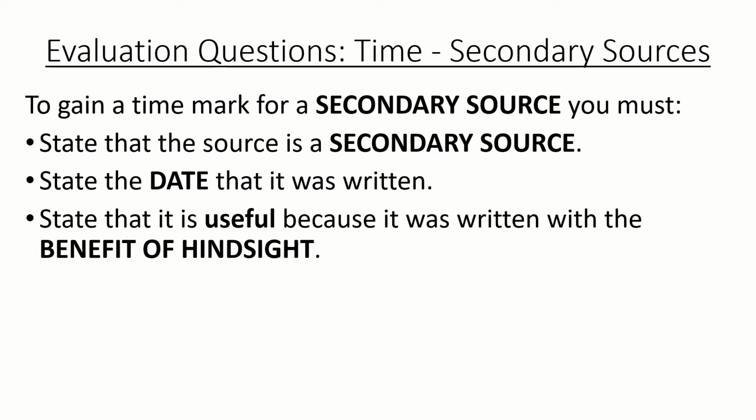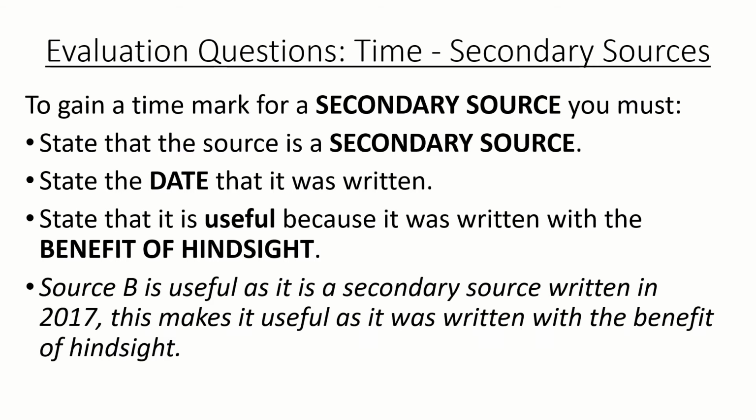So obviously, when we're working as historians, if you're a long time after the events, then you can look back with hindsight, you can make an overall judgment about them. So you would get a mark that way by saying source B is useful as a secondary source written in 2017. This makes it useful, it was written with the benefit of hindsight. So as long as you remember that phrase and use the word useful, then you're guaranteed to get a mark for the secondary source.